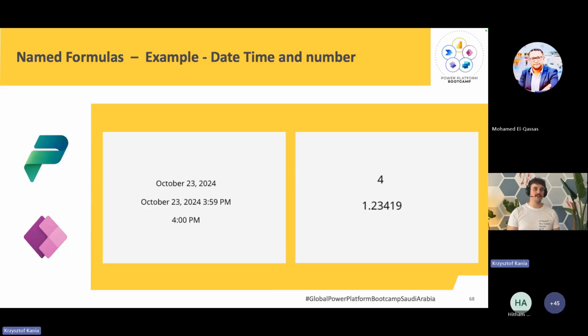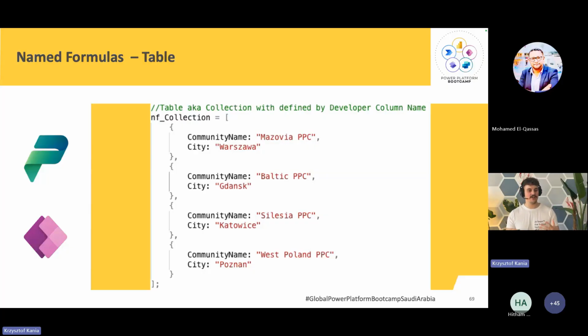So this example with time is perfect to understand the complexity of named formulas and a disadvantage of how we should work with them, how we should understand it. Now let's go to another part: something like a collection. Let's call it a hard-coded collection inside our application, a table with columns called community name and city. In Poland, we have 4 main communities, and we will not go through them, but they are in different parts of the country.